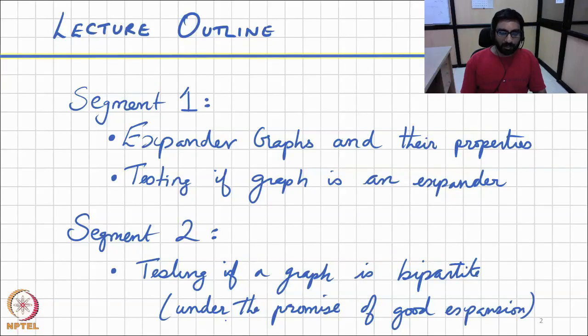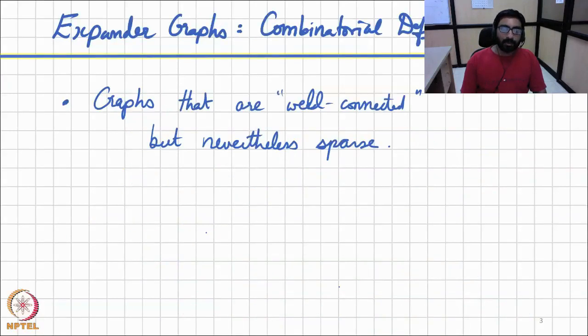There will be two segments. In segment 1, we will be considering expander graphs and their properties, and then we will briefly talk about property testing algorithms to test whether a given graph is an expander or not. And in segment 2, we will be discussing property testing algorithms to test whether a graph is a bipartite graph or not under the promise of reasonably good expansion. So without further ado, let's get into segment 1.